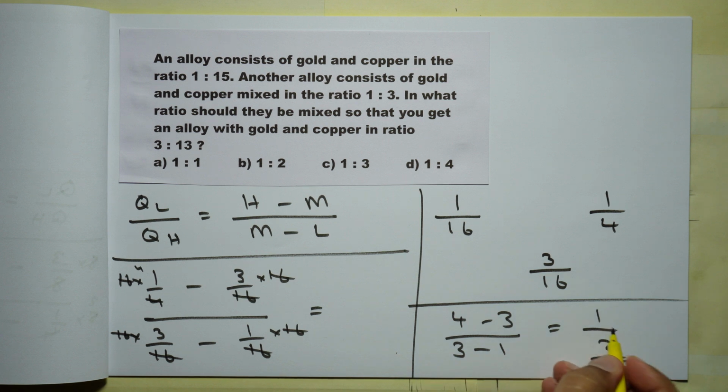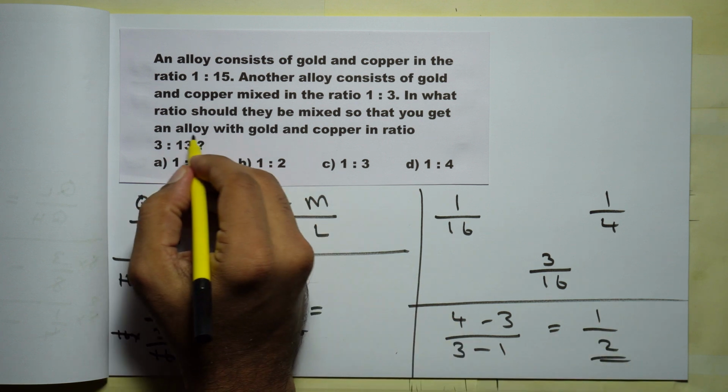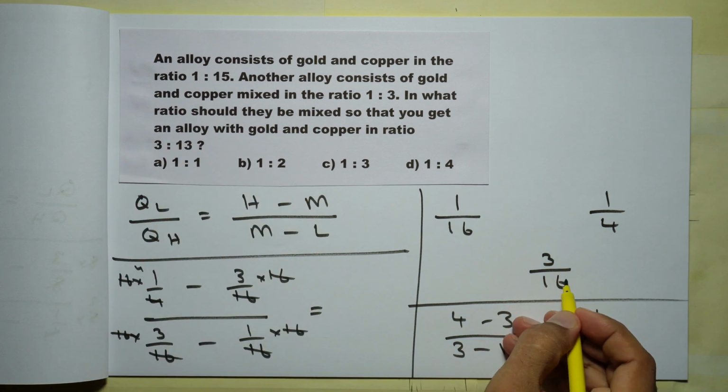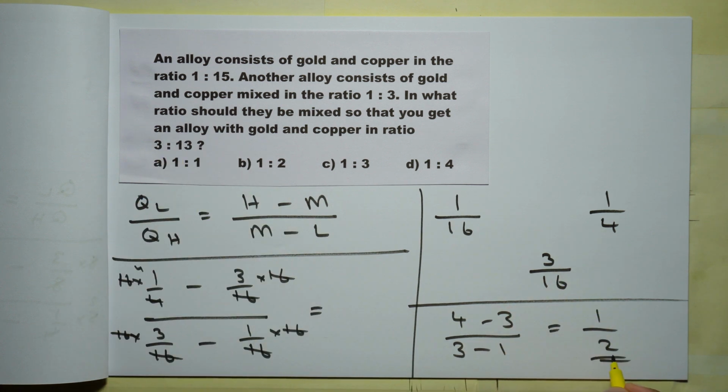So if you mix them in the ratio 1:2, you will get the alloy with gold and copper in the ratio 3:13. That is in this concentration. So the required ratio is 1:2. That is option B.